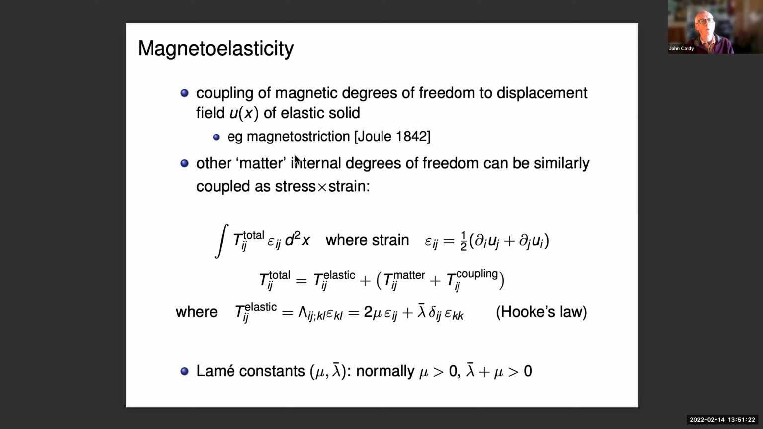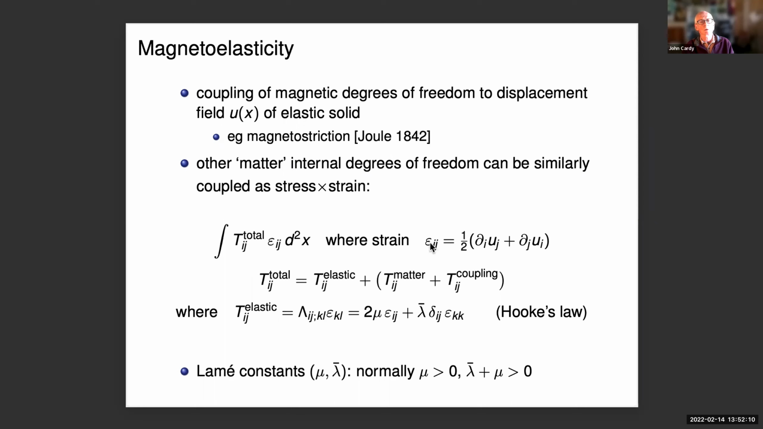And of course, we here are not necessarily going to be considering magnetic degrees of freedom, though it might be if we were talking about an Ising model. But in general, we can think about coupling other, what I call matter internal degrees of freedom to the elastic degrees of freedom. And the coupling is going to be in the standard way of the stress times the strain. So it's going to be the integral of the total stress tensor times the strain tensor.